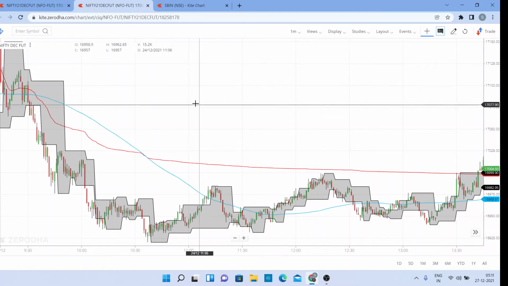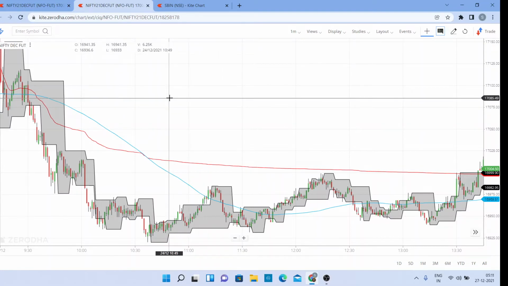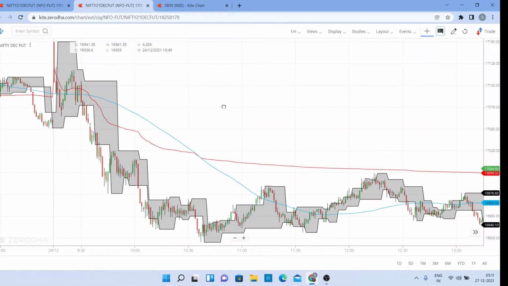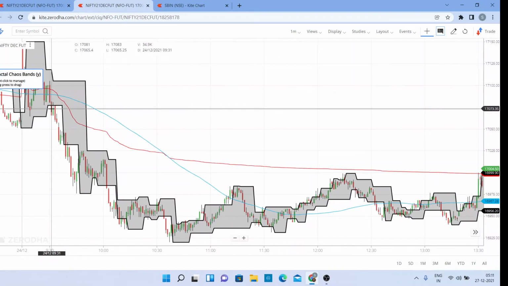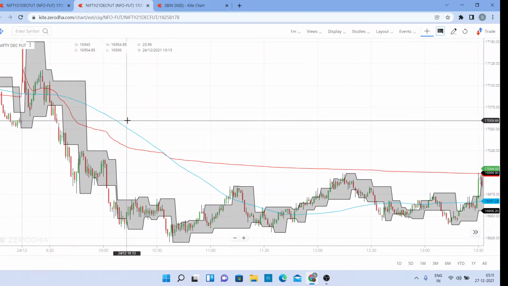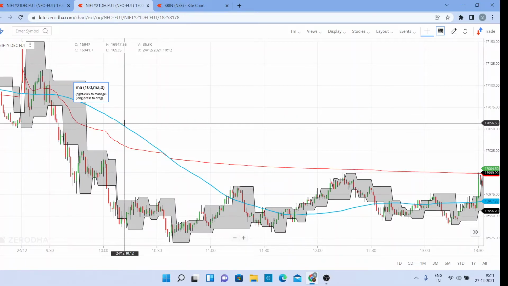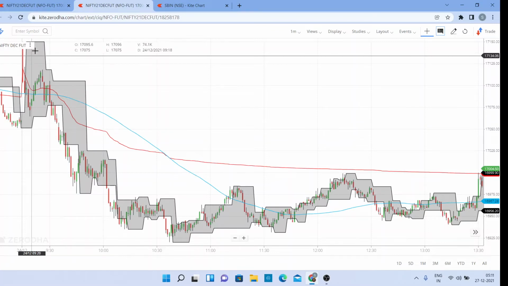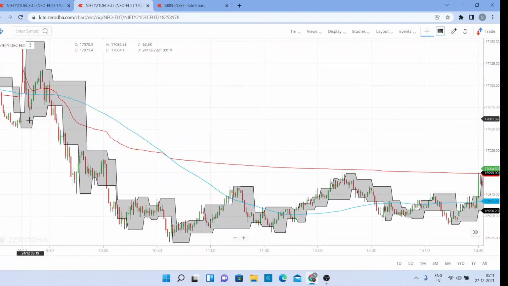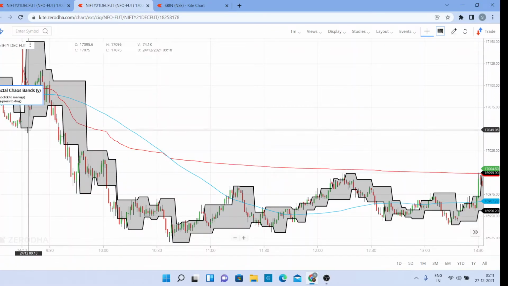Now what is the entry criteria here? The entry criteria primarily is that you should look for the price to close either above or below the fractal bands. I would prefer the band to be narrow when this is happening. If the band is pretty wide, for example, this I consider a very wide band, in this case I would not be entering the trade.